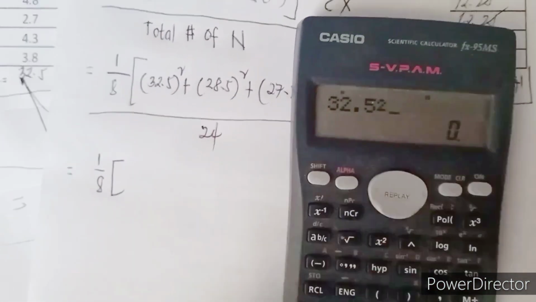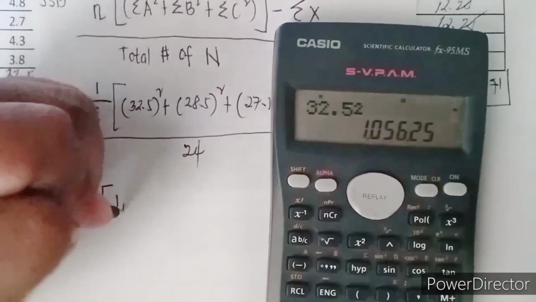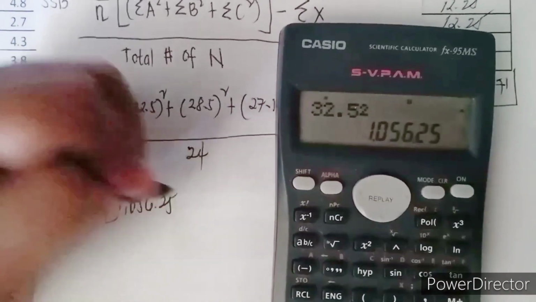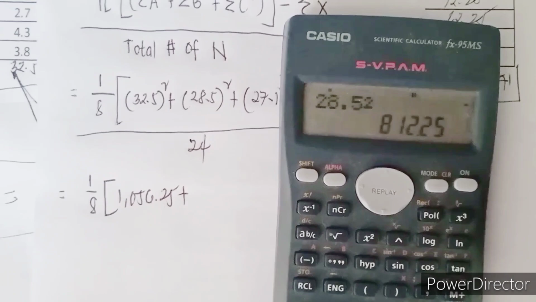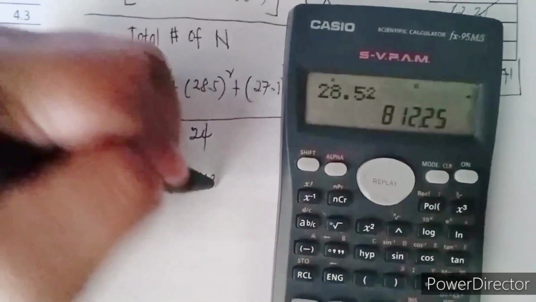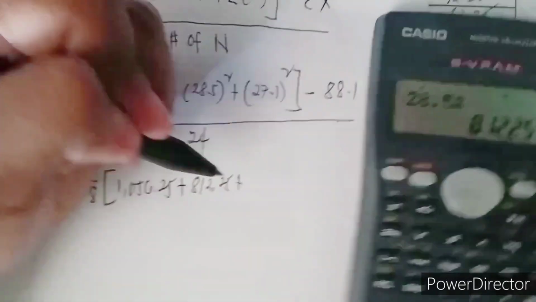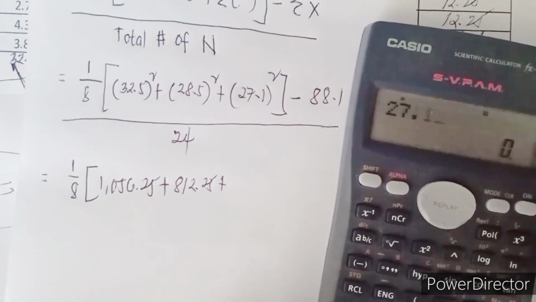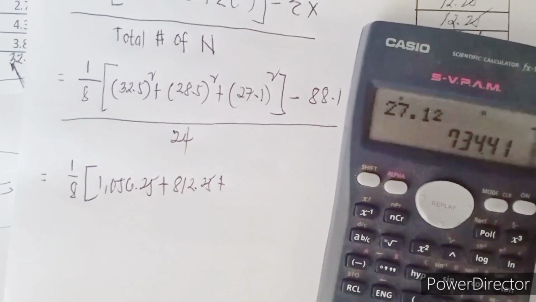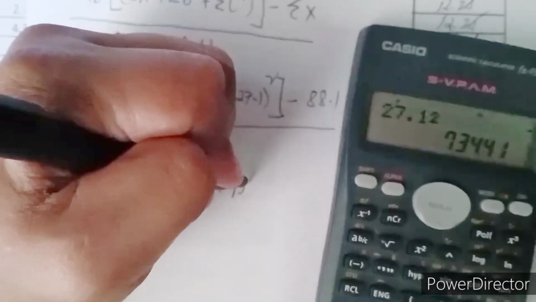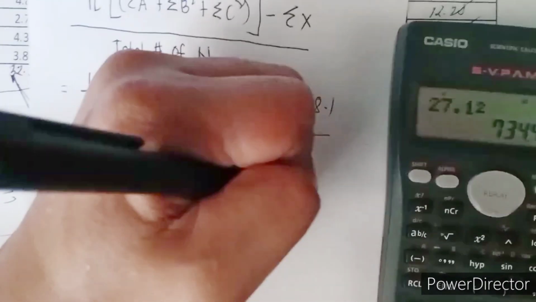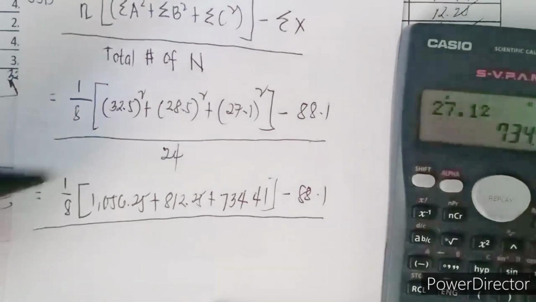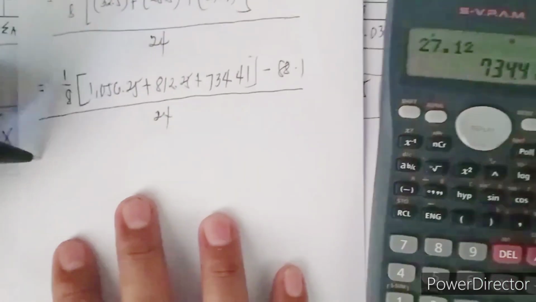So, we have now 32.5 squared is equal to 1,056.25 plus 28.5 squared, tama? Is equal to 812.25 plus 27.1 squared, isn't it? Equals 734.41. Minus 88.1 all over 24. Nakakasunod, ma'am? Yes.